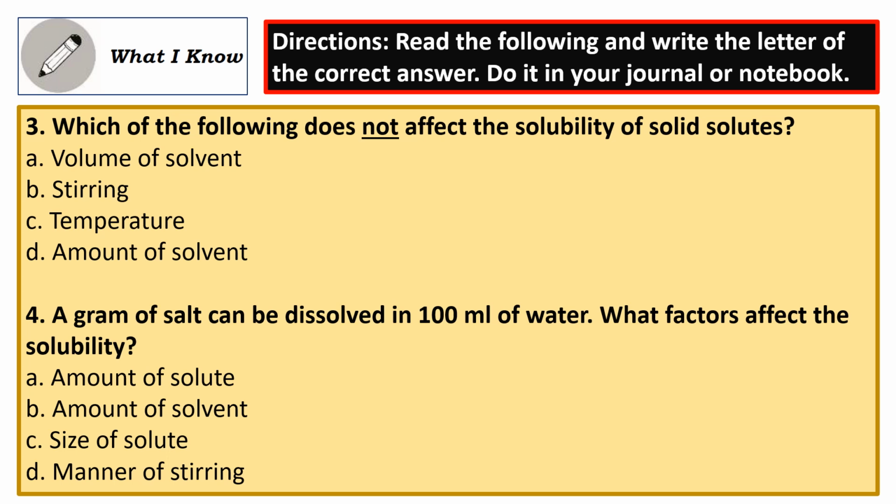Number 4. A gram of salt can be dissolved in 100 ml of water. What factors affect the solubility? A, amount of solute. B, amount of solvent. C, size of solute. Or D, the manner of stirring. Answer.